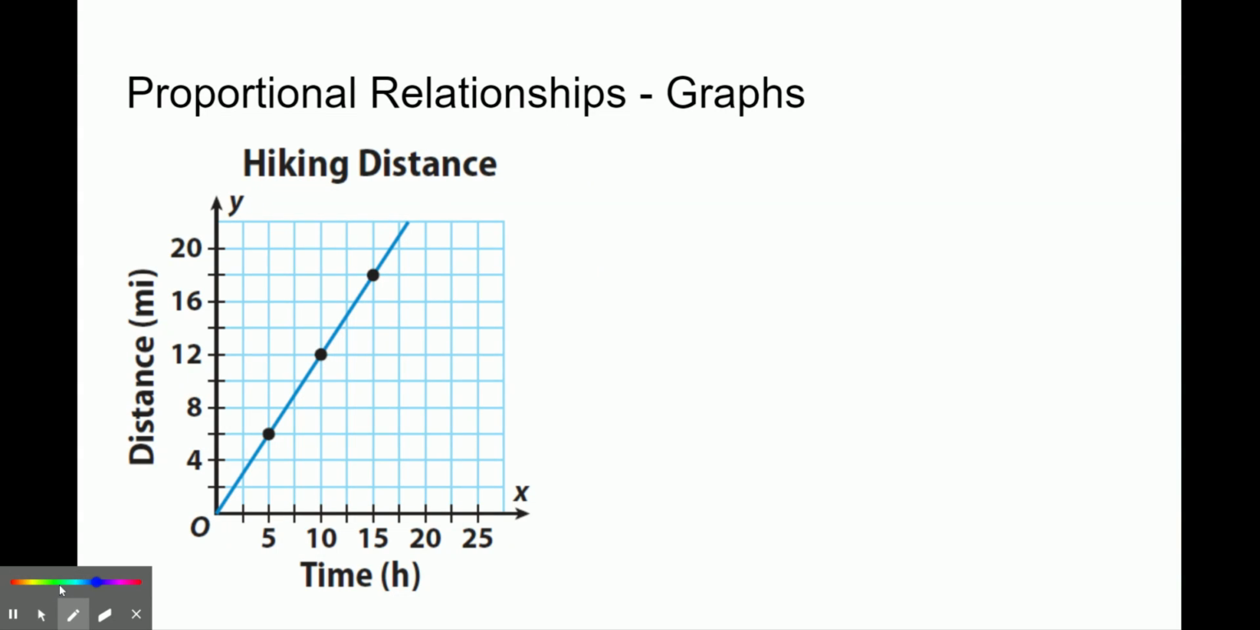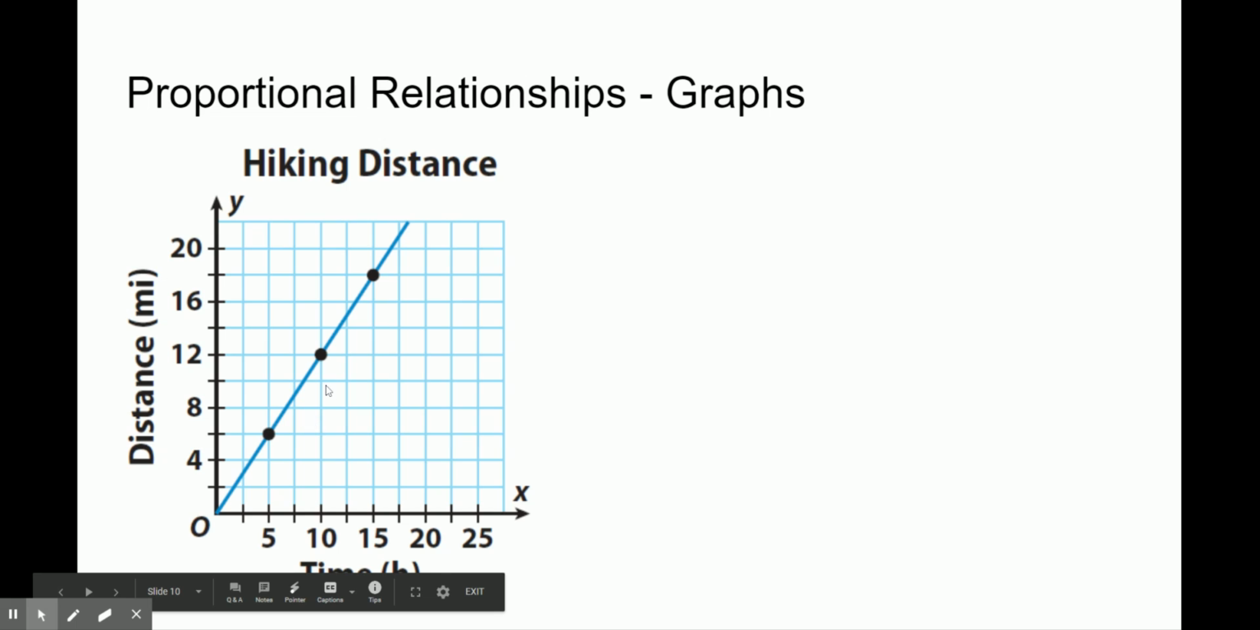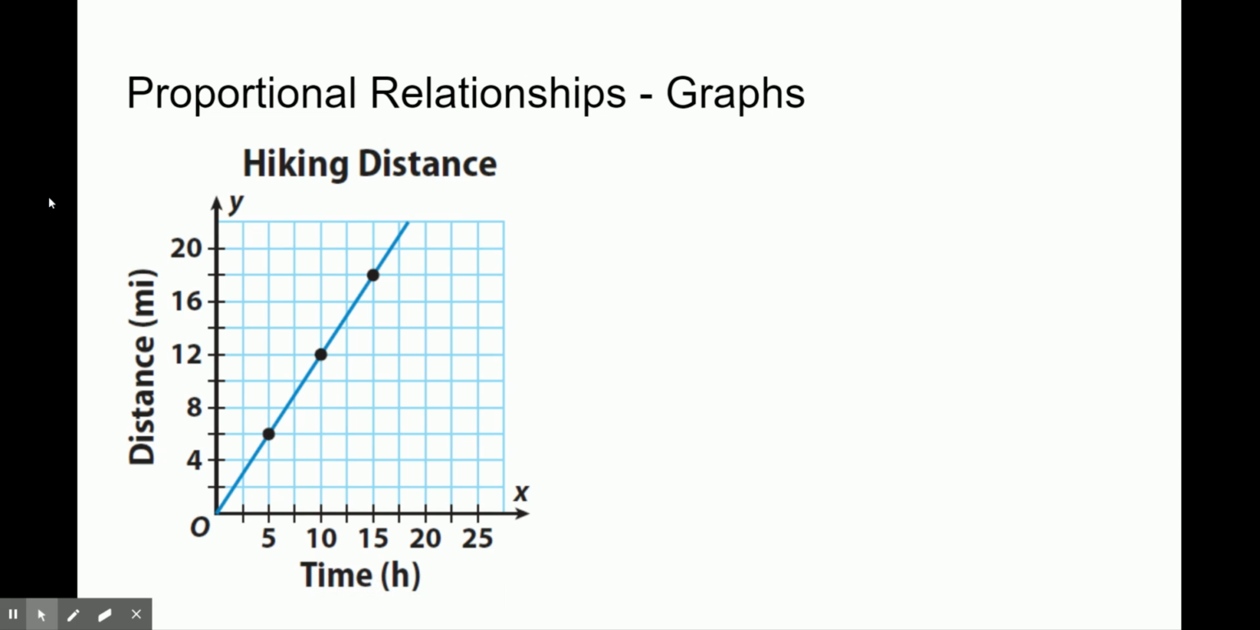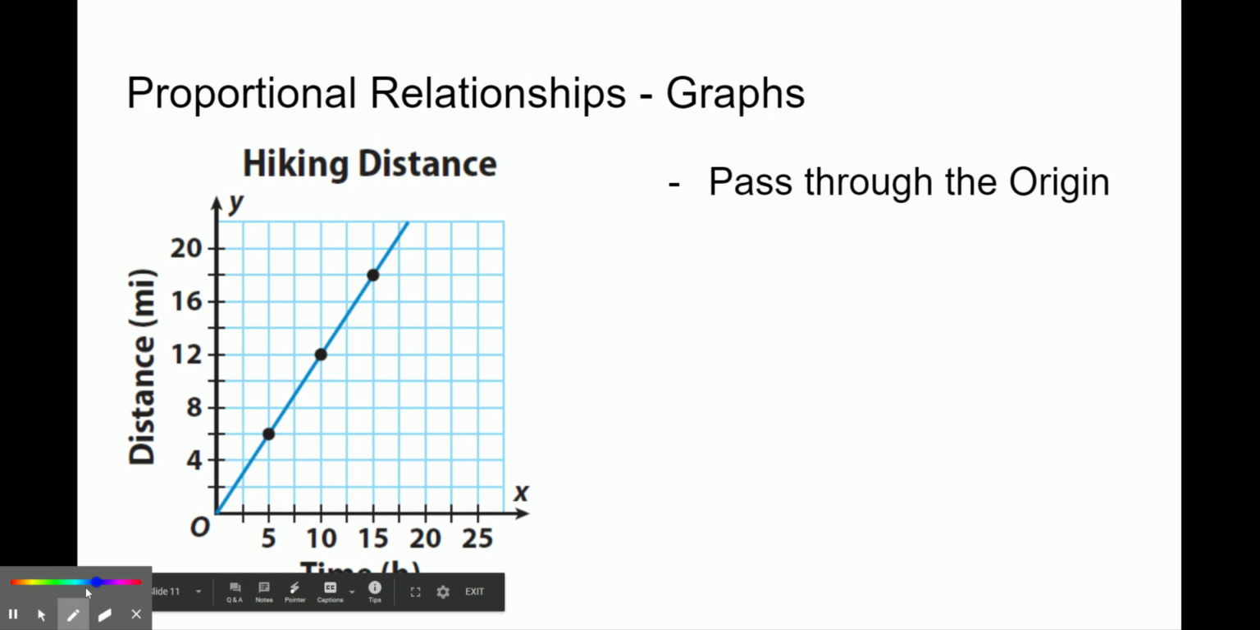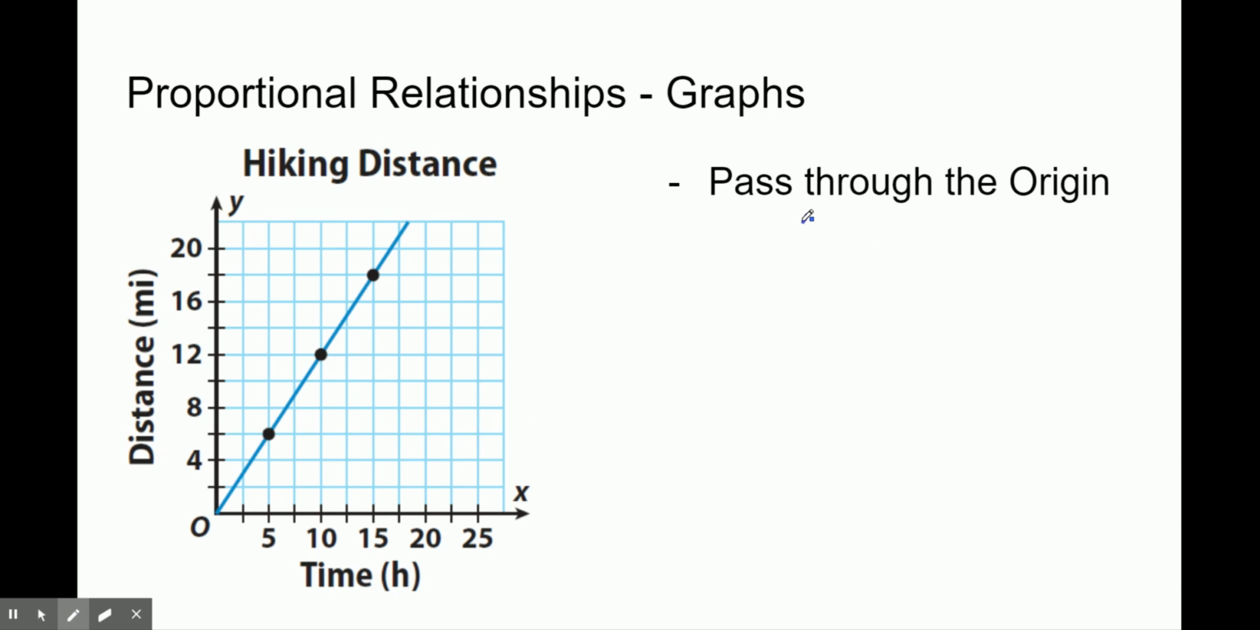All right, we're going to look at finding a proportional relationship using a graph. So there's two pieces of information that we're looking for on our graph to determine if it's a proportional relationship. The first is that our graph has to pass through the origin. The origin is another word for the point 0, 0 on our graph.